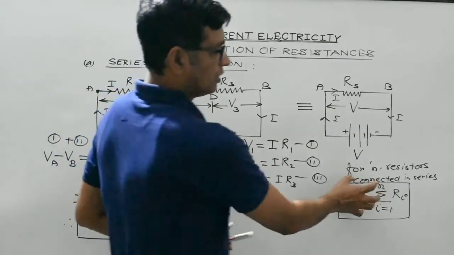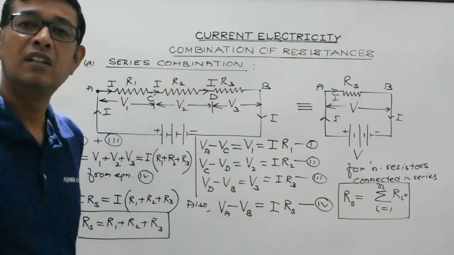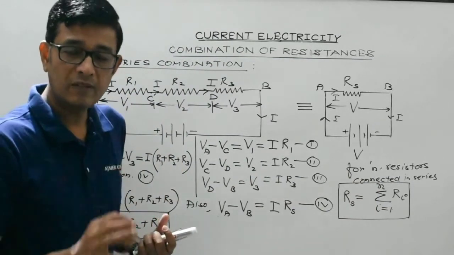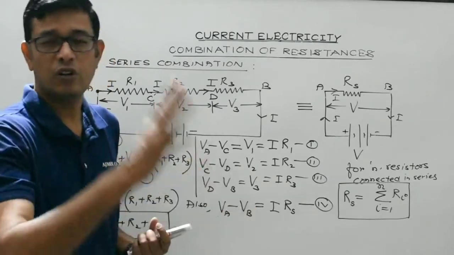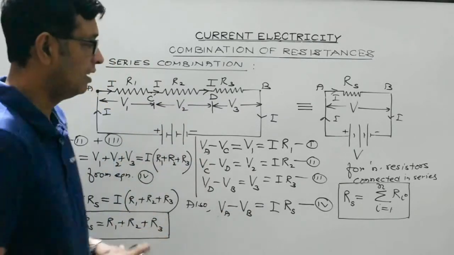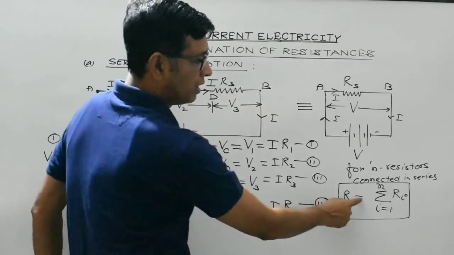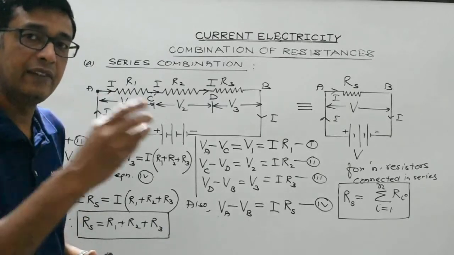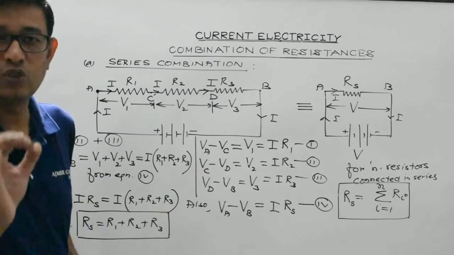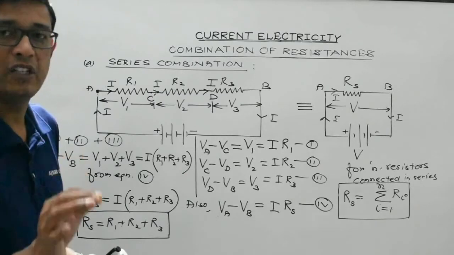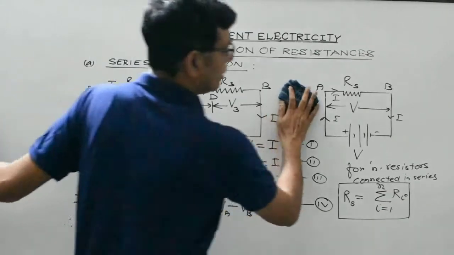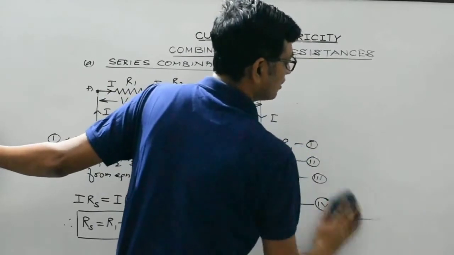As I have told you, this mathematical result is known as the law of series combination of resistances, which states that when 2 or more resistors are connected in series, then the equivalent resistance is numerically equal to the sum of the resistances of the individual resistors. So this is known as the law of series combination of resistances. Now we need to discuss some very, very important points which are applicable in the series grouping. So let's discuss those points first.